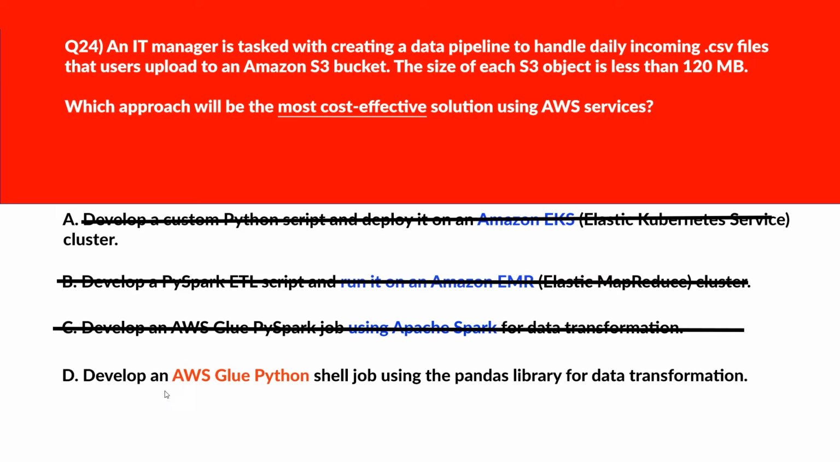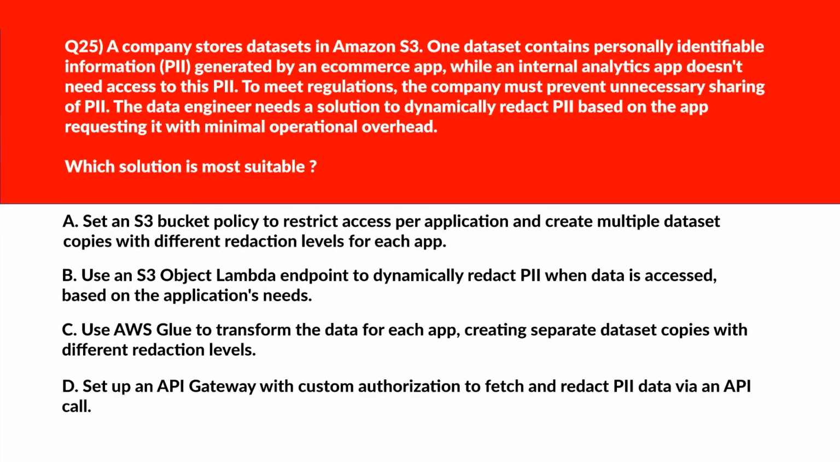Let's move to D. D says develop an AWS Glue Python shell job using the Pandas library for data transformation. This option leverages AWS Glue, which is a fully managed ETL service we know, and also uses Pandas for transformation, which is efficient for the size, that is 120 MB of data. That looks good. We'll lock D as the right answer.